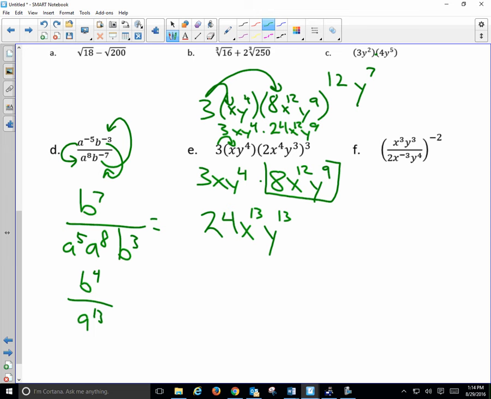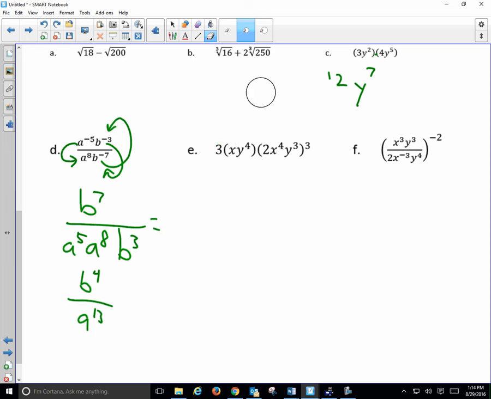But you don't distribute the 3. It's distribution over addition and subtraction. Is there any addition or subtraction? So therefore, you don't distribute the 3. You would be really multiplying the 3 twice, which does not maintain equality throughout the expression. So don't do that. If you did make that mistake, you're not alone. All right, any questions on E?